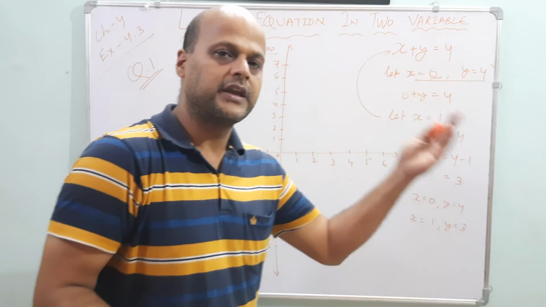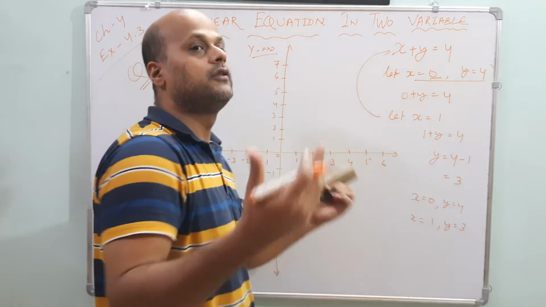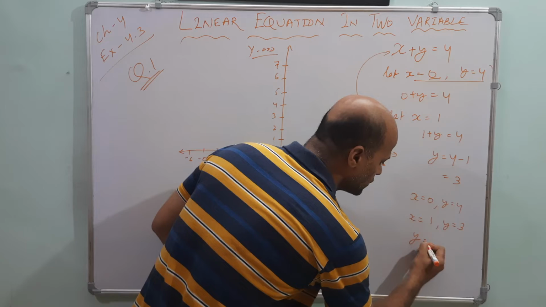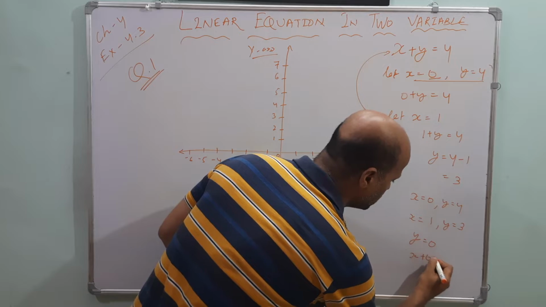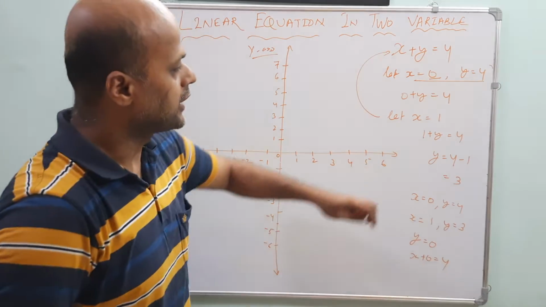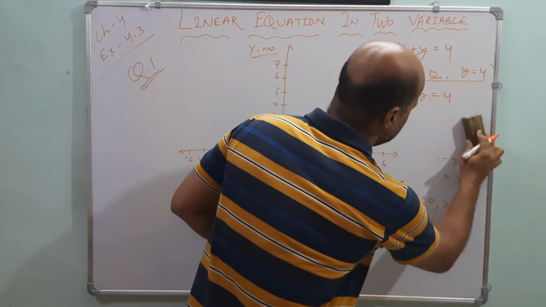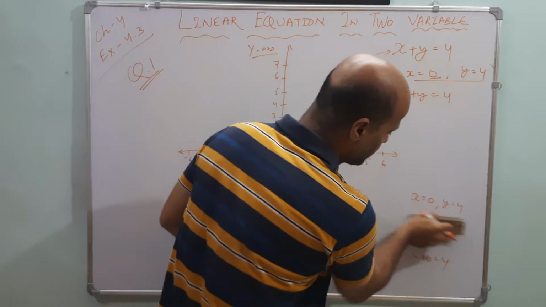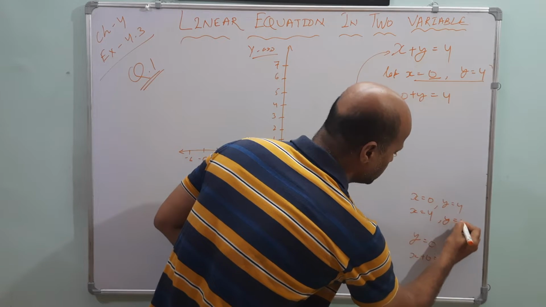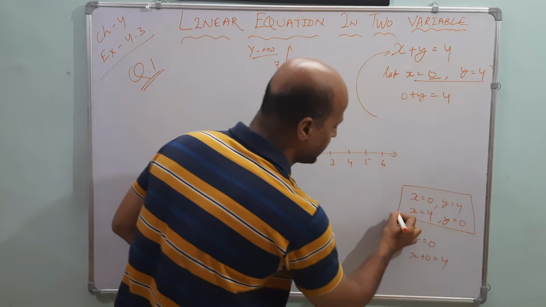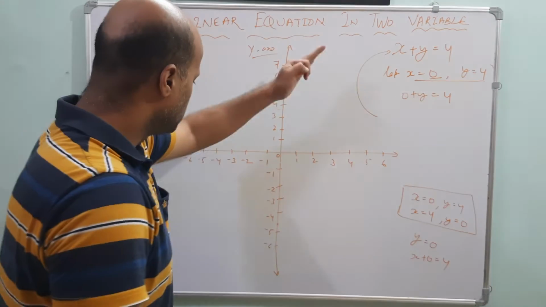In some cases, if I take y is equal to 0, then what is the value of x? See, if y is equal to 0, then x plus 0 is equal to 4. You can take this one also. Let's take the below one. Now x becomes 4 when y becomes 0. These two statements we will take and represent these values of x and y in the graph.